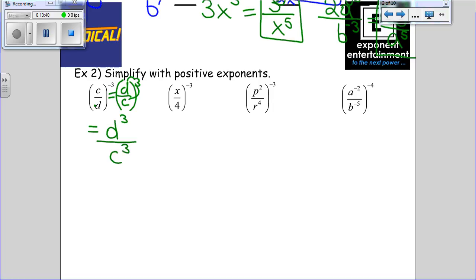Okay, I'm going to try that again. So the second question, we look at this. We look inside the brackets. We try to simplify inside the brackets, but there's nothing that can be simplified. The next thing we do is we notice that outside of our brackets, we have that negative exponent, and that's not good for us. So how can we get rid of that negative really easily? Just switch everything inside the brackets. So now it's 4 over x to the power of 3.